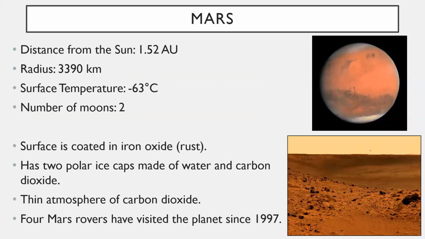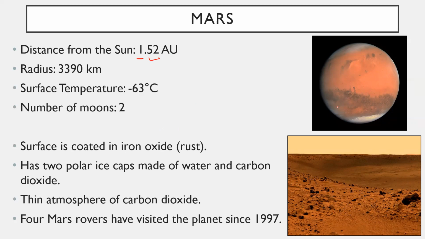Mars, this is the 4th planet from the sun. Mars's distance from the sun is on average 1.52 AU. So it's like the Earth's distance from the sun plus another half of that. The radius of Mars is 3,390 kilometers. So Mars is about half the radius of Earth. The average surface temperature on Mars is negative 63 degrees Celsius. So it is very, very, very cold. There are some areas, especially near the equator, where it warms up to a more reasonable temperature. But overall, negative 63 degrees Celsius is how cold it is.